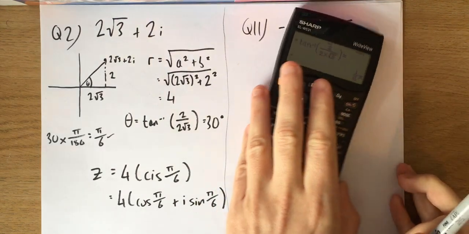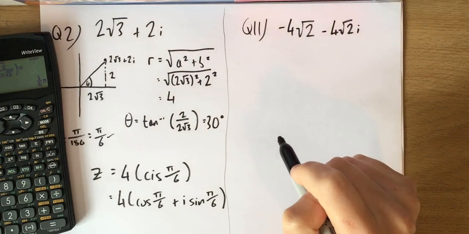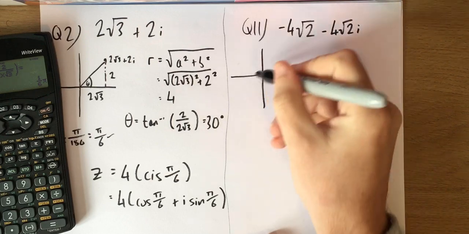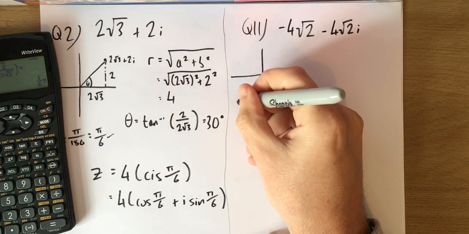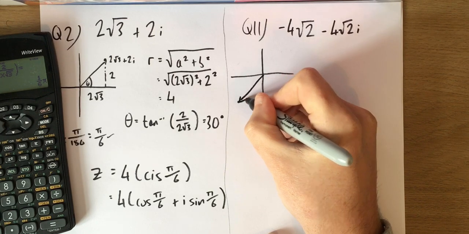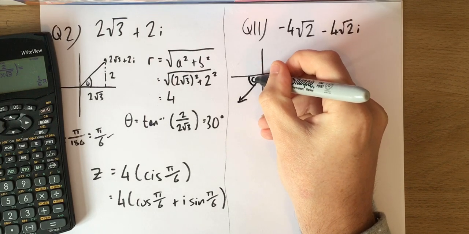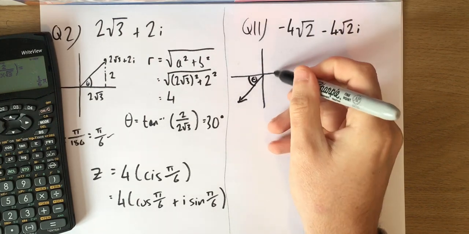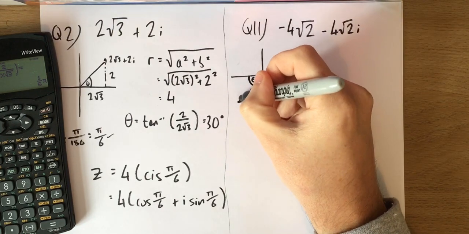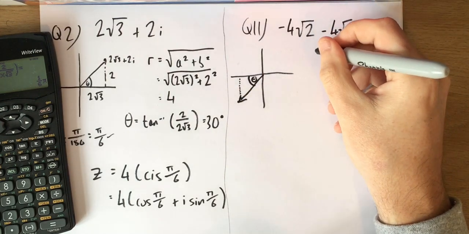Alright, if we do question 11 then as well. So minus 4 root 2 minus 4 root 2i. So on my Argand diagram, minus and minus are going to be down here. So I'm going to get the modulus. I'm going to figure out how big this angle is, and then I need to do a little bit of work here because it's going to be a negative angle. I'll worry about that in a second. So get my modulus first.